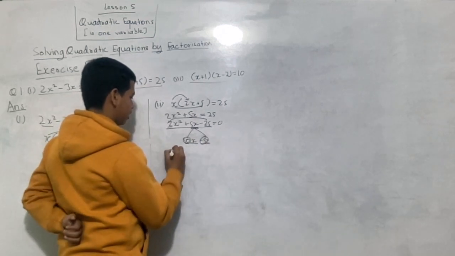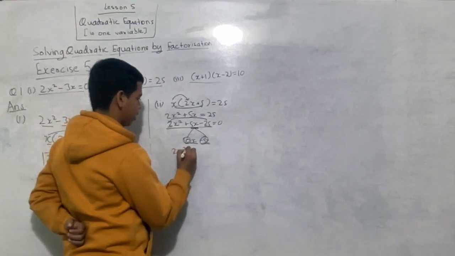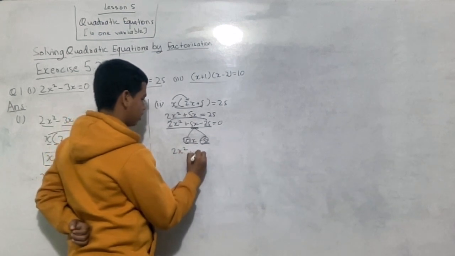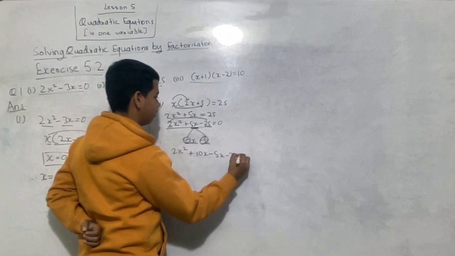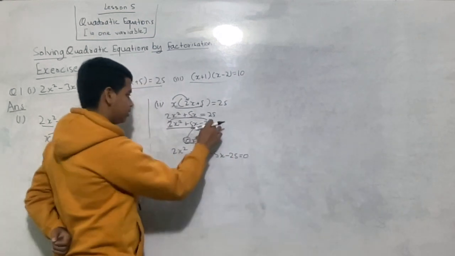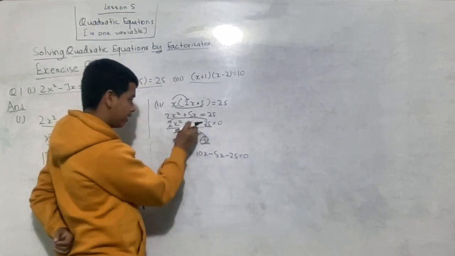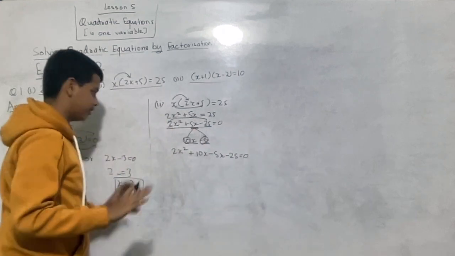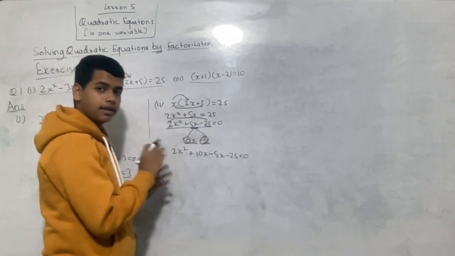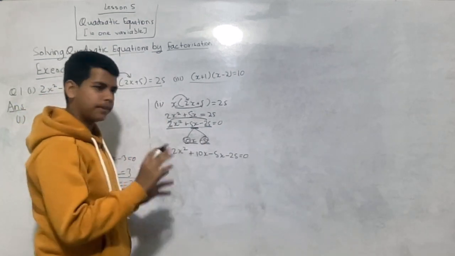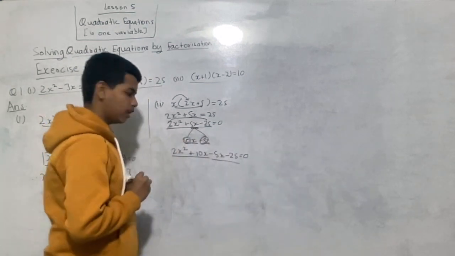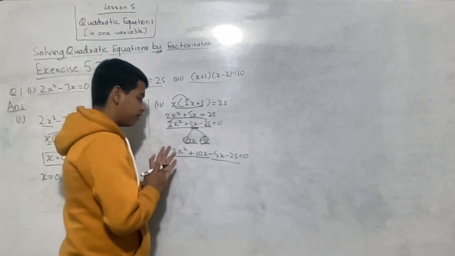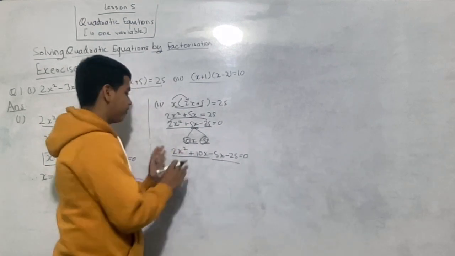So here I will write it again: 2x square plus 10x minus 5x minus 25 is equal to 0. This is just the same, only I have split the middle term. That's it. Now I'll use factorization for two terms at a time. First I'll factorize this and then I'll factorize this. You don't have to factorize all 4 at once. You can factorize 2 and 2.